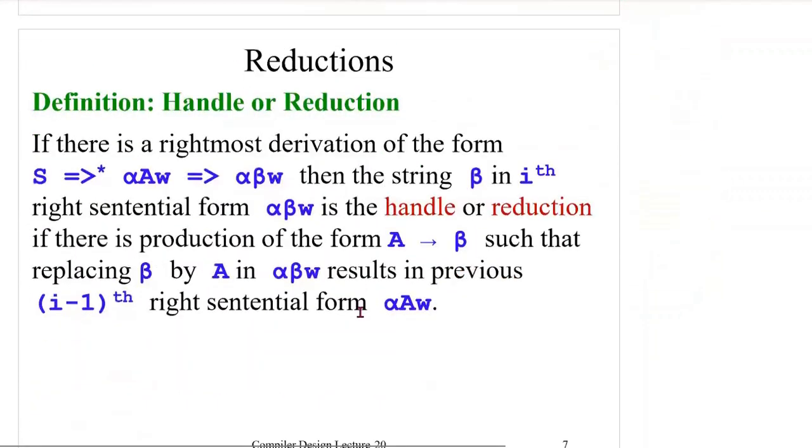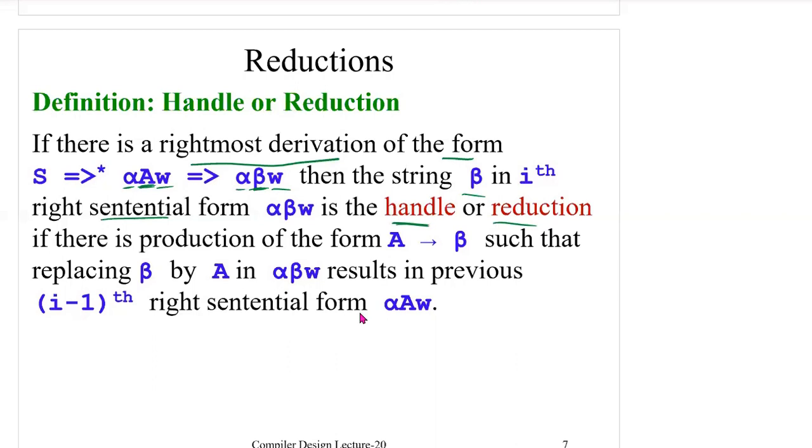So now formally, how to define this handle or reduction? Let us see the definition. If there is a rightmost derivation of the form S derives, in zero or more steps, alpha A W, which derives alpha beta W, then the string beta in the right sentential form alpha beta W is called a handle or reduction. So why? Because here in place of variable A, what we substituted is beta. So now this alpha beta W is the handle or reduction.